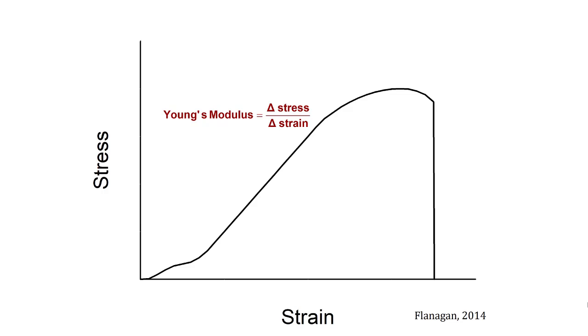Now, we can go ahead and plot a stress strain curve, much like what we plotted for a load deformation curve. And when we plot a stress strain curve, the slope in that elastic region of the stress strain curve is going to be what's referred to as the elastic modulus or Young's modulus. And again, that's going to be the change in stress divided by the change in strain, or the slope on that stress strain curve.